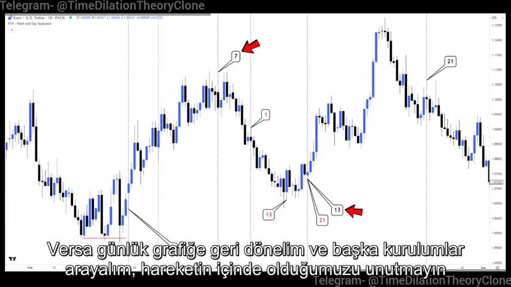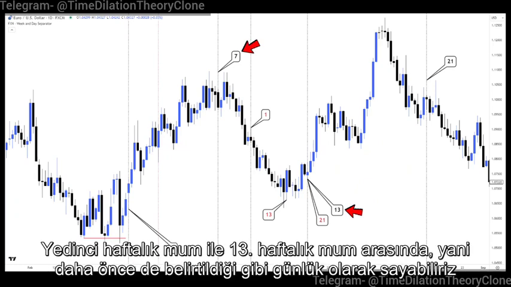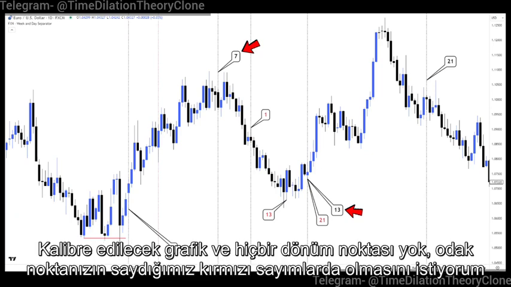Remember, we're inside the movement between the 7th weekly candle and the 13th weekly candle, so as just mentioned, we can count the daily chart to calibrate and know turning points.